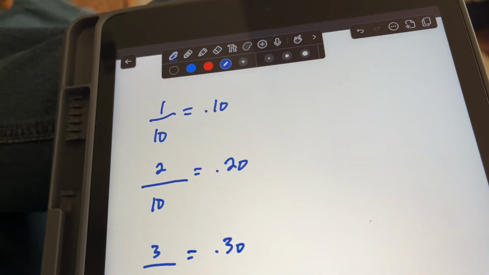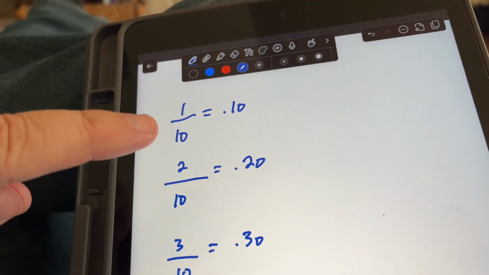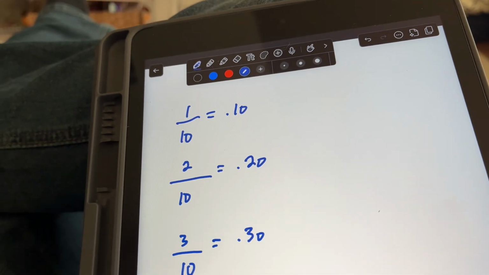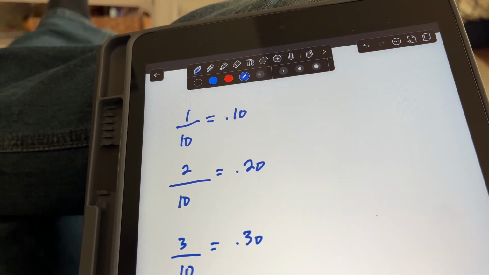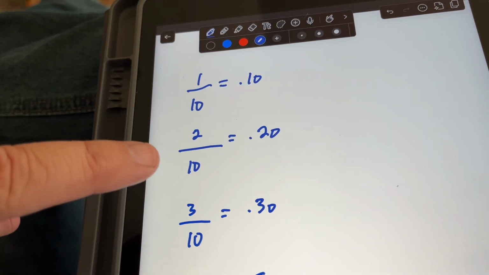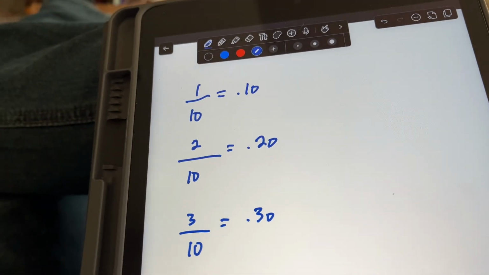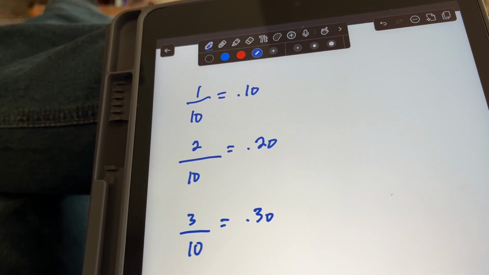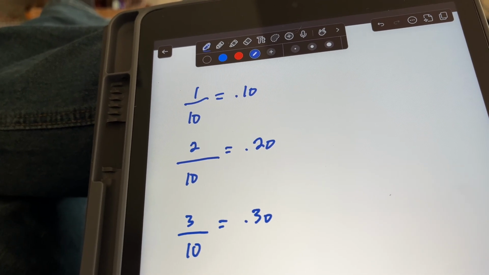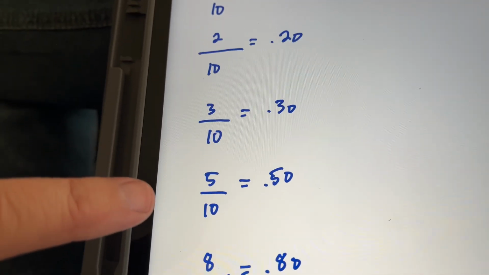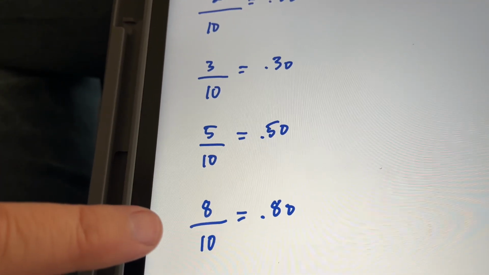Let's talk about fractions a little bit. 1/10 converts to 0.10. That's a tenth written as a decimal. 2/10 looks like this, 20% or 0.20 or 0.2. That's the decimal version of that, so 2 out of 10. 3/10 is 0.3, 5/10 is 0.5, and 8/10 is 0.8.